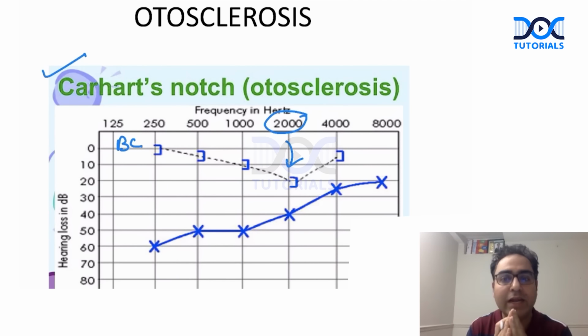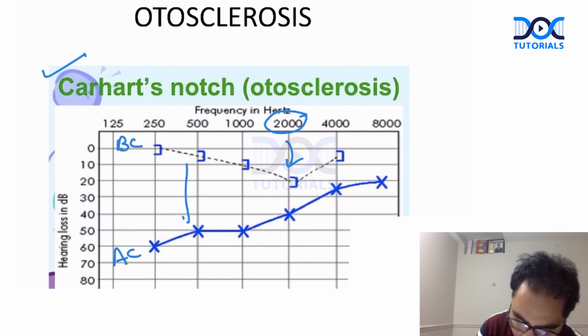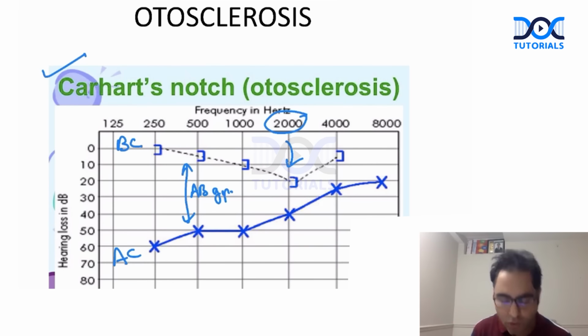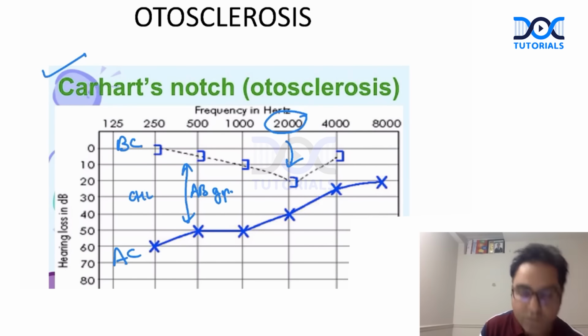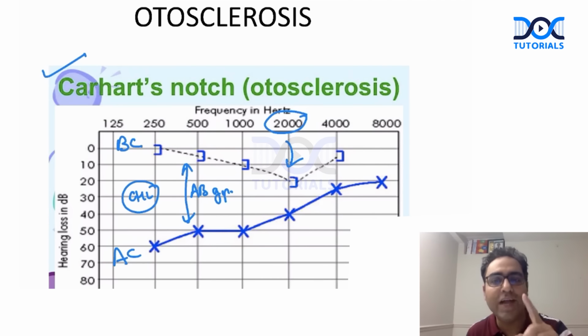Otosclerosis, the name of the dip is what? Carhart's notch. It is seen at 2000 Hz in AC or BC? In BC, beta. What is this line, beta? AC. What is this gap called? AB gap. AB gap is a feature of what? Conductive hearing loss. And we know the otosclerosis patient has conductive hearing loss. Can you see the beautiful description over there? It's not that difficult, beta.